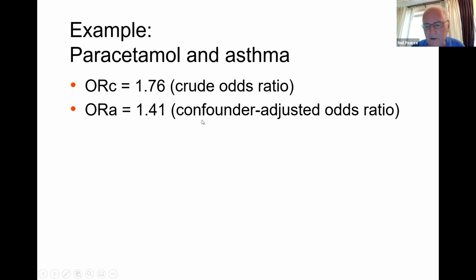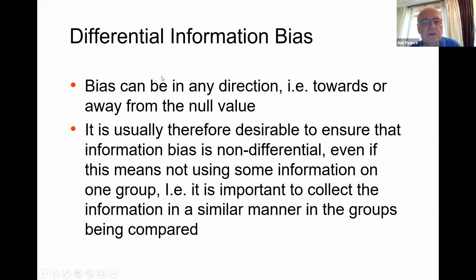Non-differential misclassification. With differential information bias, the bias can be in any direction, so it can be towards or away from the null value. So it's usually desirable to ensure that information bias is non-differential, even if this means not using some of the information on one group. So it's important to collect the information in a similar manner in the groups being compared.